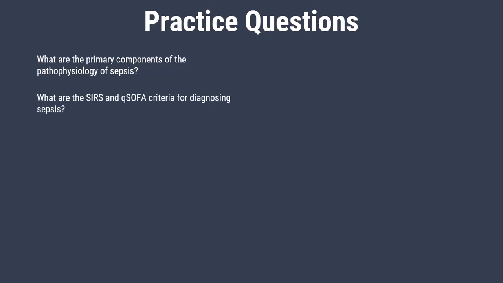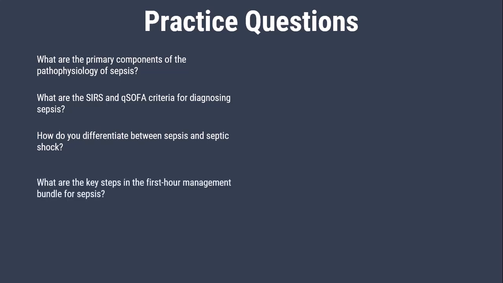Now let's review some questions to solidify your understanding. What are the primary components of the pathophysiology of sepsis? What are the diagnostic criteria for sepsis using the SIRS and qSOFA scores? How do you differentiate between sepsis and septic shock? What are the first steps in the Sepsis Bundle? When should vasopressors be initiated in sepsis?